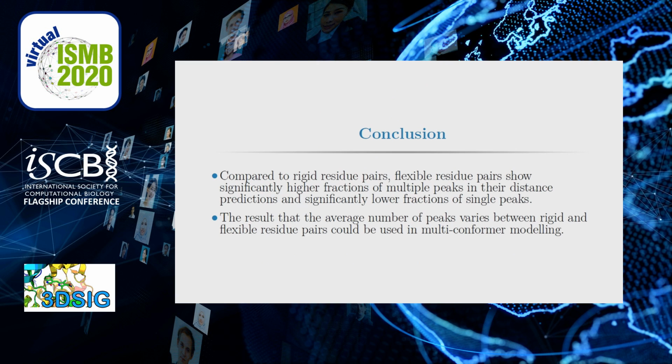So in conclusion, our hypothesis that flexible residue pairs have more local maxima or peaks in their distance predictions was supported, and also that rigid residue pairs have more single peaks in their distance predictions. And this result could potentially be used in multi-conformal modeling.